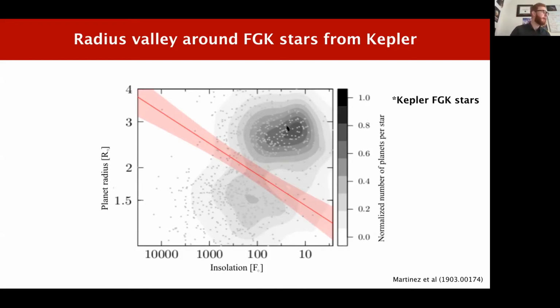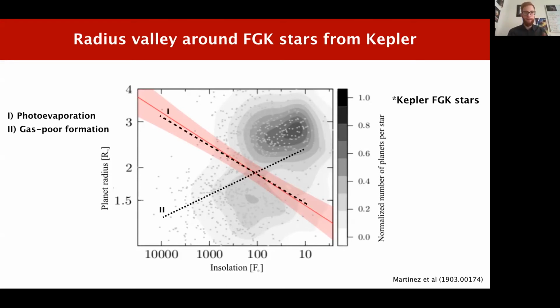And so you can see the two peaks. I think everyone can see my cursor here. You can see the small rocky planet peak down here, and then there's the second peak of the larger non-rocky planets. And you can see that they recovered a radius valley slope that is positive. I know it looks negative here, but notice that insolation is actually increasing to the left. So this is a positive slope with insolation.